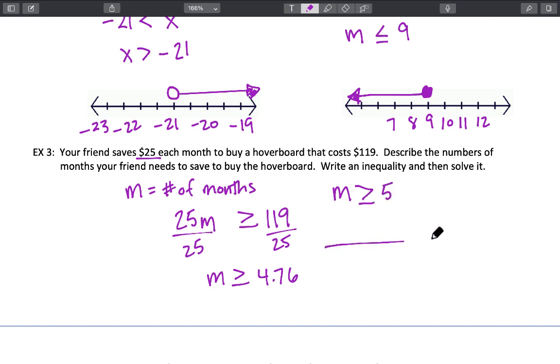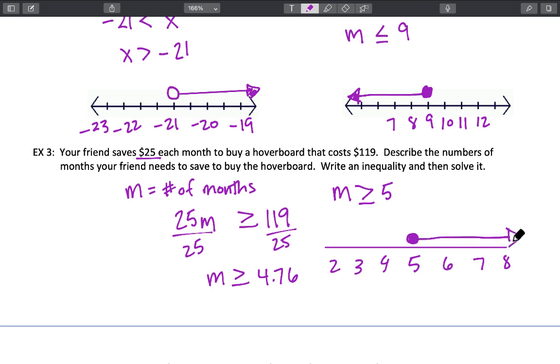All right, if we were to graph that on our number line, we're going to put 5 right here in the middle, 6, 7, 8, 4, 3, 2, and then we're going to include the 5th month, because at 5 months they'll have $125, and anything greater than 5 months they'll have more than what is needed to buy the hoverboard.